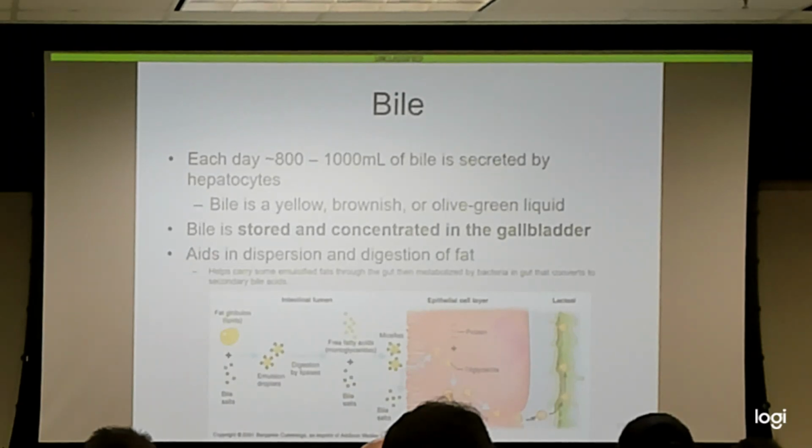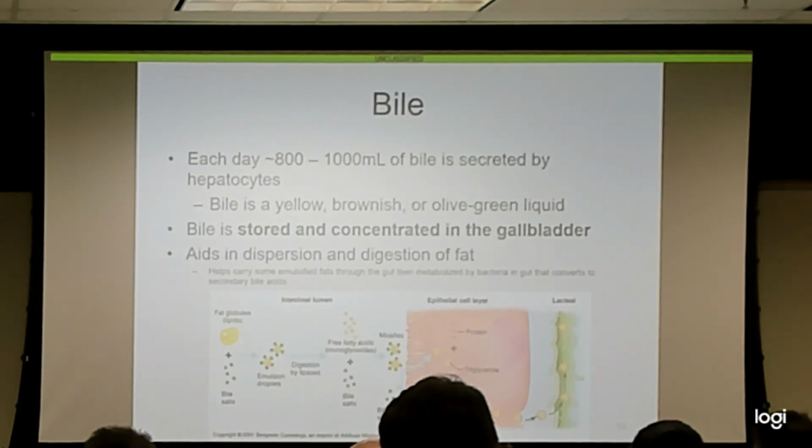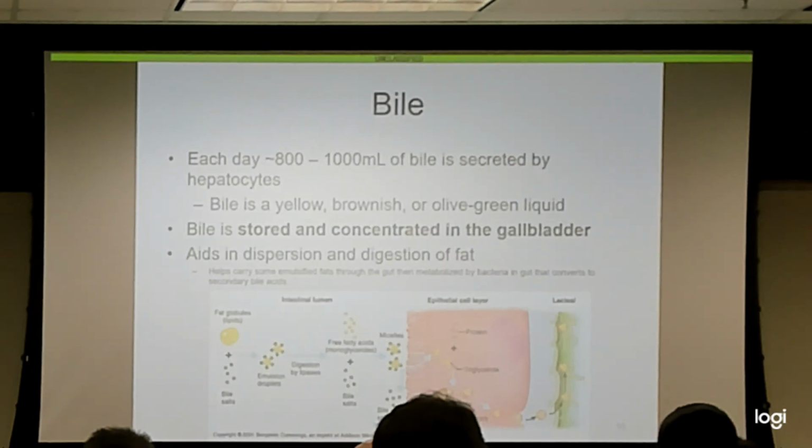So what is bile? I'll tell you what it constitutes in the next slide, but each day we have 800 to 1,000 ml of bile secreted by the hepatocytes. It's a yellow, brownish, or olive green liquid. If you do your surgical rotation and you have some cholelithiasis, the surgeon will pull those out, and they're cool looking little green stones. They look like green marbles. Pretty color, but it's all bile. It's stored and concentrated in the gallbladder, and it aids in the dispersion of ingested fat.